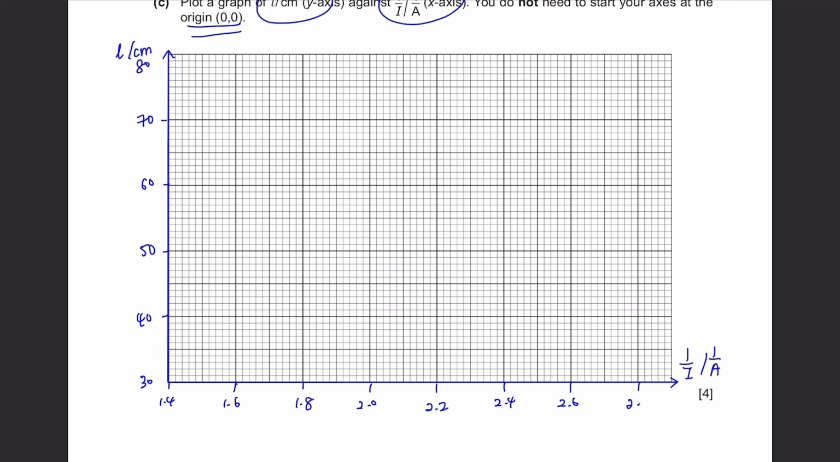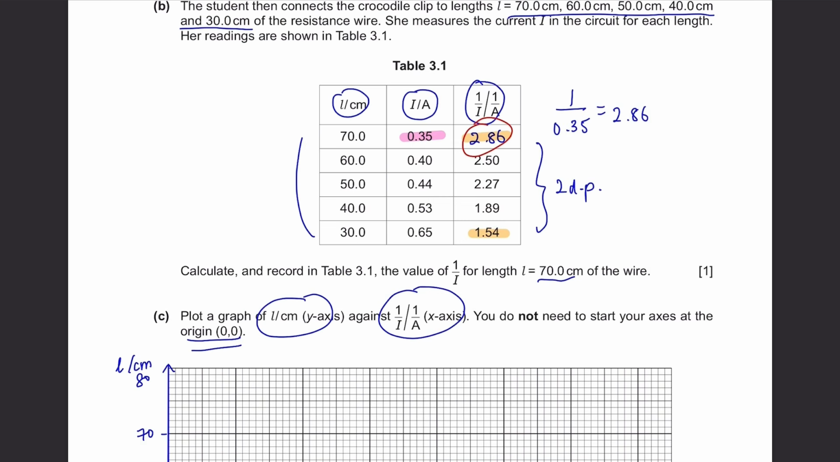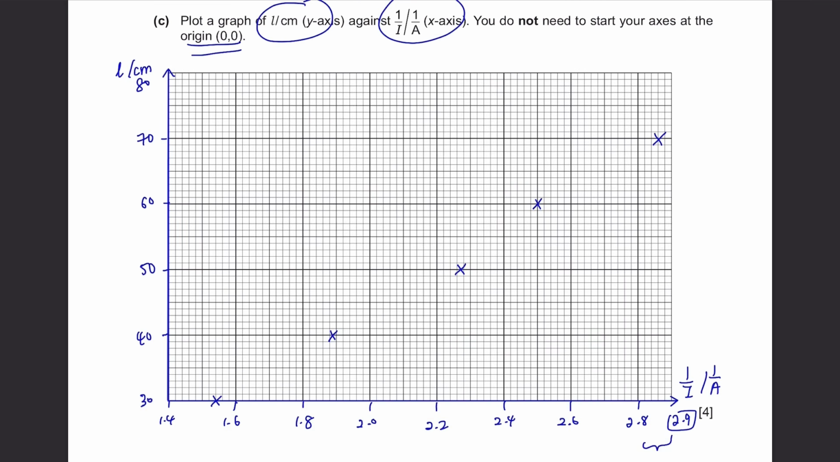And at 2.8, but we have this half a box here. We'll be able to squeeze in until 2.9. Our answer is until 2.86, so this is fine. And now we can just plot the points. Okay, and my plots are definitely occupying more than half of the grid given, so they're fine. So now just connect these plots with a line of best fit.